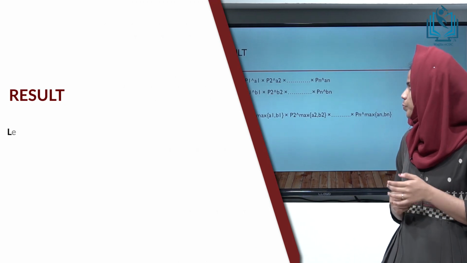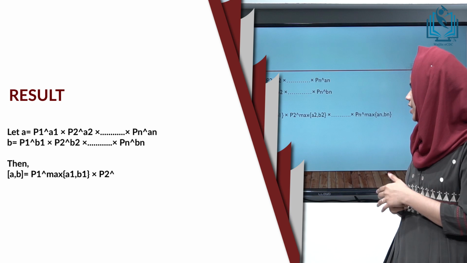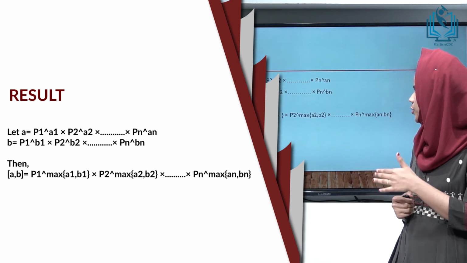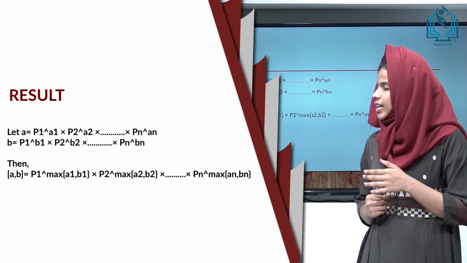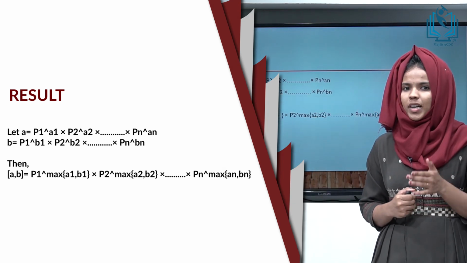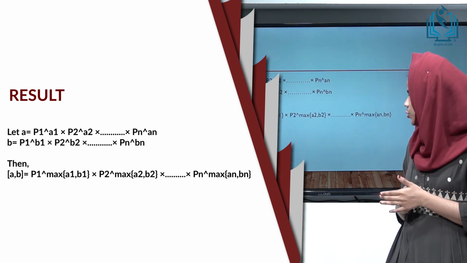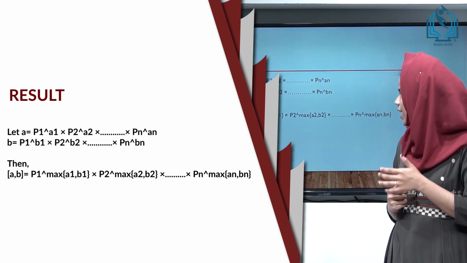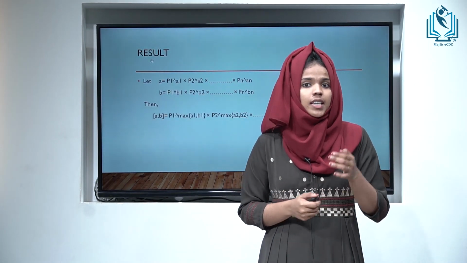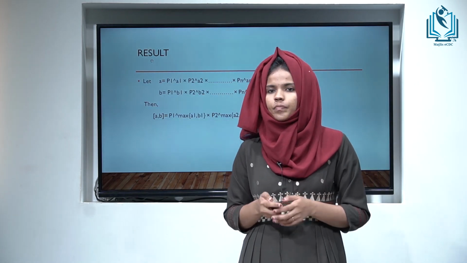Let a equal p1 raised to a1 into p2 raised to a2 into etc. into pn raised to an, and b is equal to p1 raised to b1 into p2 raised to b2 into etc. pn raised to bn. Then LCM of a and b is equal to p1 raised to maximum of a1 and b1 into p2 raised to maximum of a2 and b2 into etc. pn raised to maximum of an and bn. Here maximum of a1 and b1 means the larger number among them. So let's move to an example.